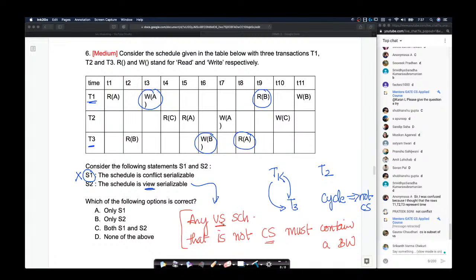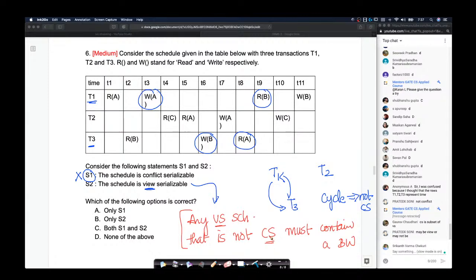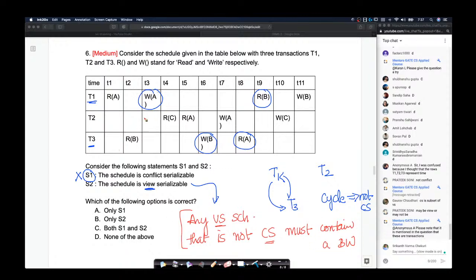So notice that any view serializable schedule that is not conflict serializable must contain a blind write, right? Now you can determine if this is view serializable because we know that this is not conflict serializable. So for this to be view serializable, it must contain a blind write. Okay, what is a blind write? Blind write means you're writing without reading, right?